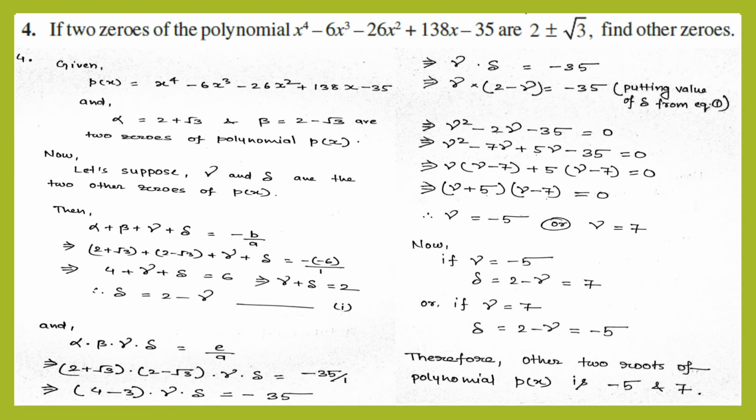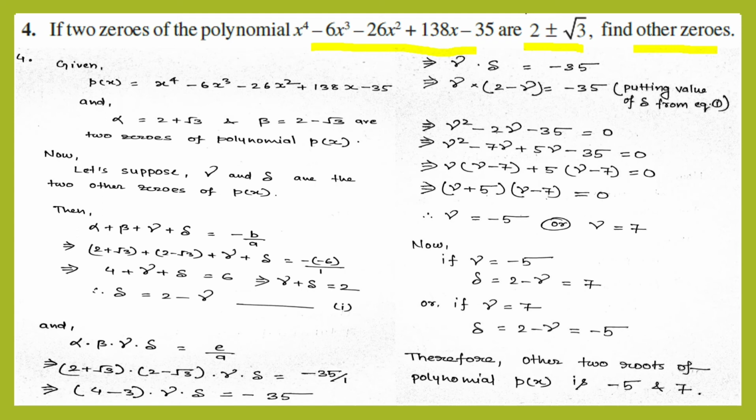In the fourth problem, we are given a quartic polynomial and two of its zeros, 2 plus root 3 and 2 minus root 3. We have to find out the other two zeros of this quartic polynomial. So let's solve this.